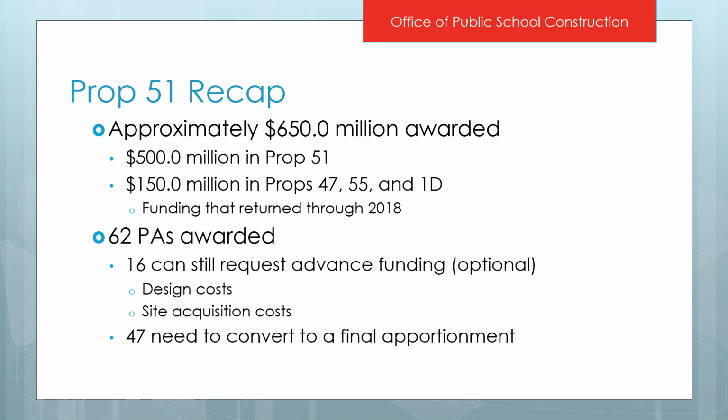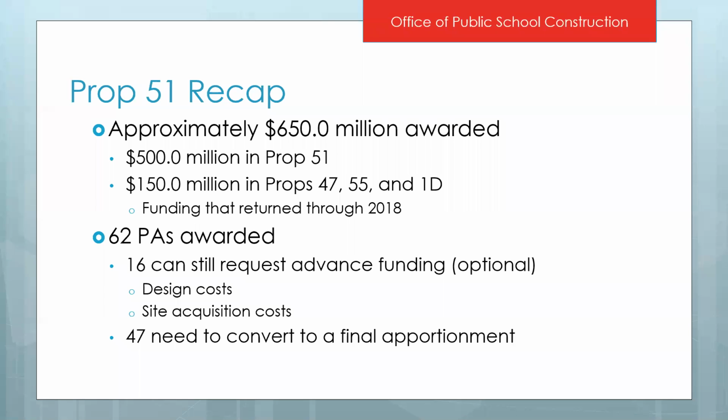So the Proposition 51 funding round was provided $500 million in Prop 51. When we processed the round, the board decided to leave the round open so that any additional bond authority that returned through 2018 could also be used to fund additional preliminary apportionments. Because of that additional bond authority that came back, we ended up funding approximately $650 million and awarded about 62 preliminary apportionments. Now, those are individual apportionments, not necessarily 62 projects.